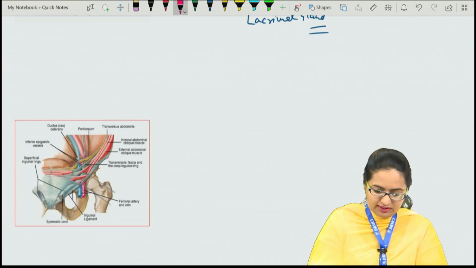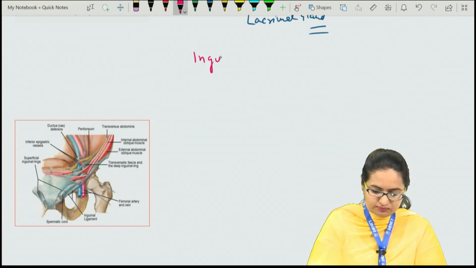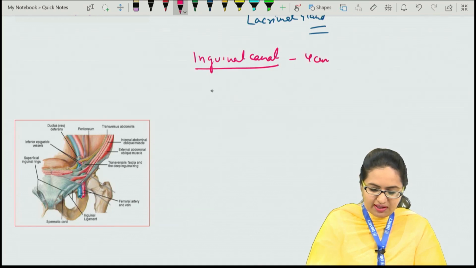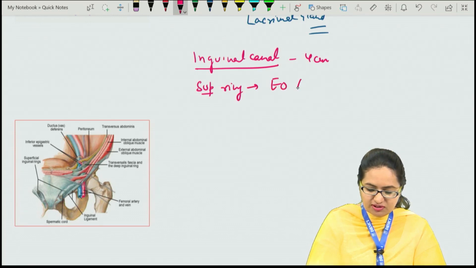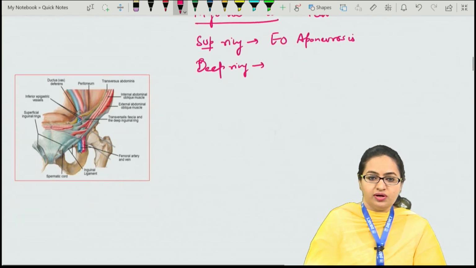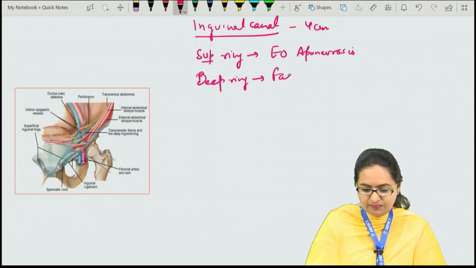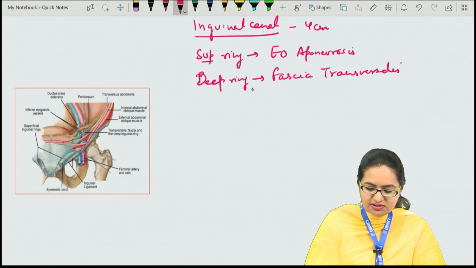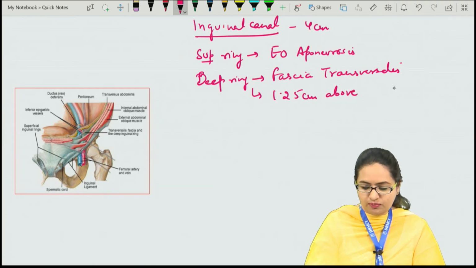So regarding the inguinal canal, it is 4 centimeters and it has a superficial ring. This superficial ring is present in the external oblique aponeurosis, and it is just above the pubic tubercle. Then we have the deep ring. The deep ring is present as a gap in the fascia transversalis, and this is situated around 1.25 centimeters above the mid-inguinal point.